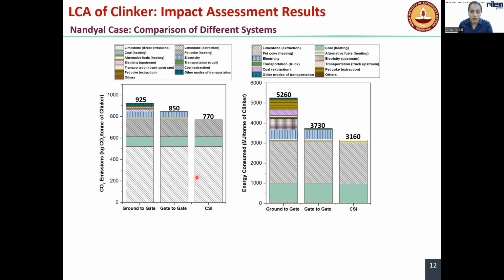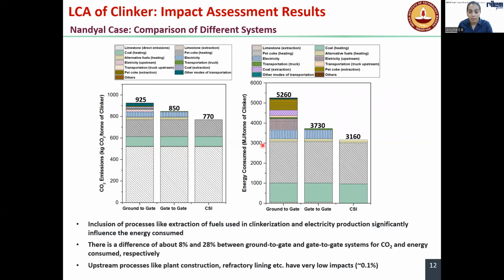With the change in system boundary, the impacts are reducing because in ground to gate, all the processes from ground to gate are considered, whereas in gate to gate, only the processes inside the gate of the cement plant were considered. We see that with the change in system boundary, in terms of CO2 there is a reduction of about 9%. But in case of energy consumed, there is a reduction of about 30%.